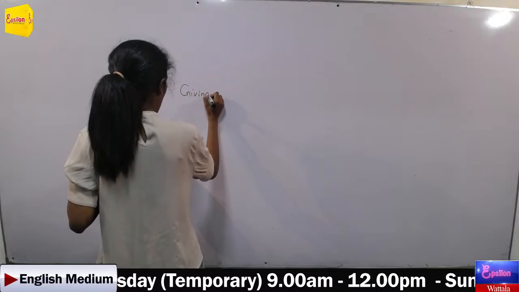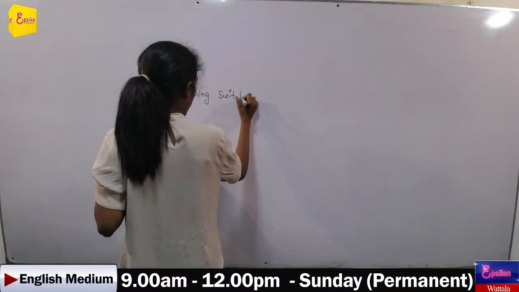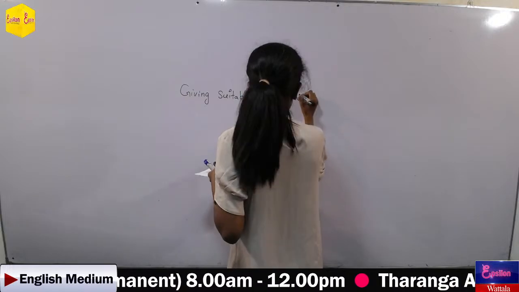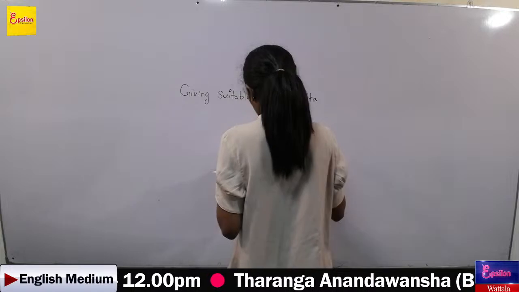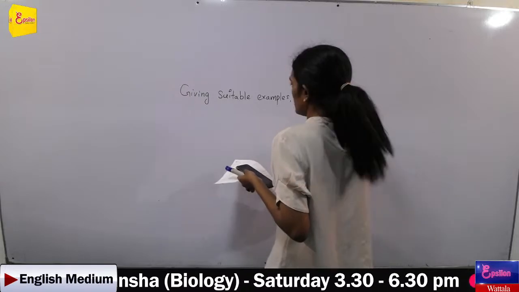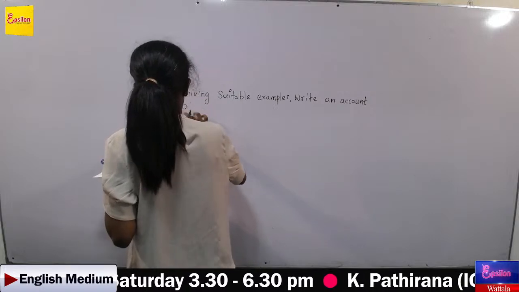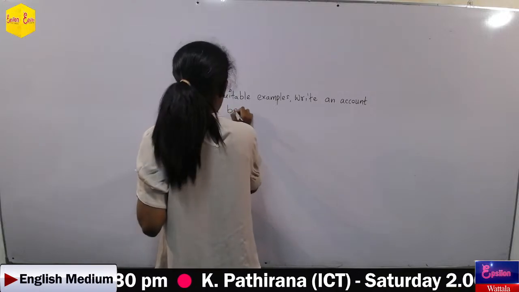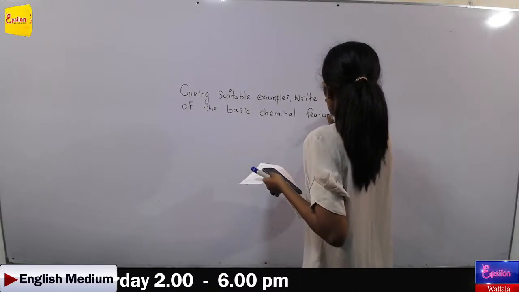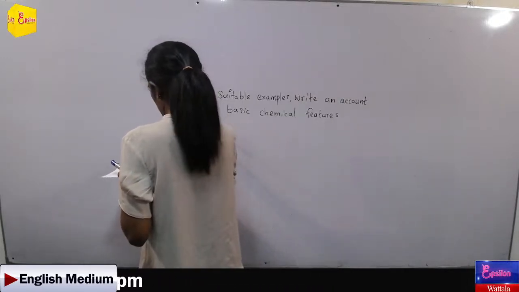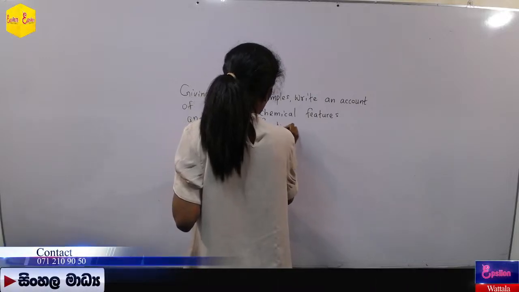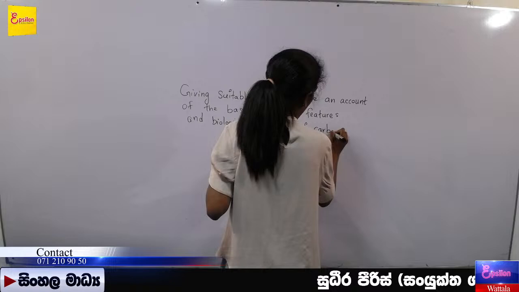Giving suitable examples. Write an account of the basic chemical features and biological functions of carbohydrates.